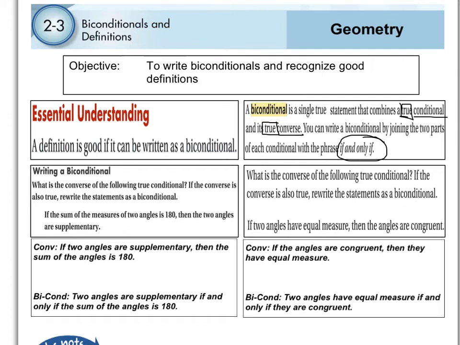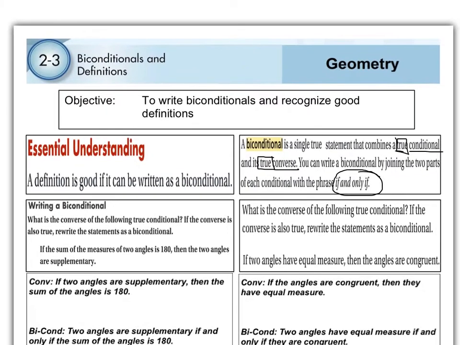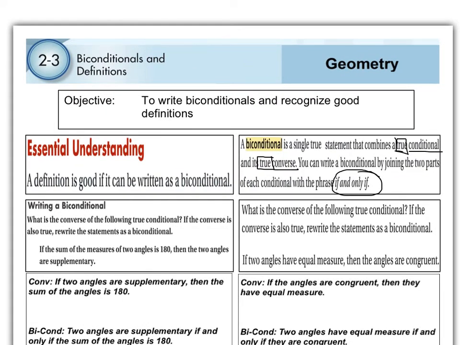So, writing a biconditional. It says here, what is the converse of the following true conditional? If the converse is also true, rewrite the statements as a biconditional. So here's the conditional statement. If the sum of the measures of two angles is 180 degrees, then the two angles are supplementary. So what we need to do now is find the converse.